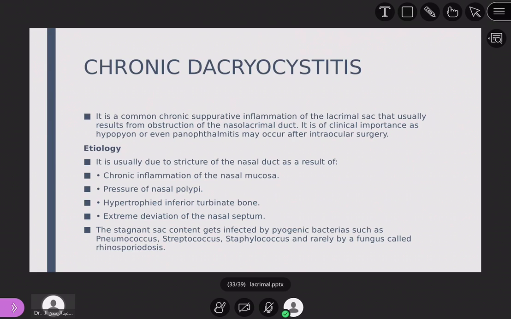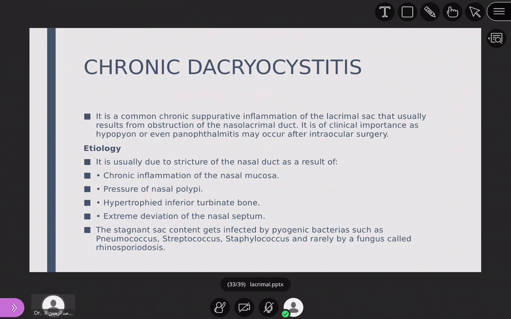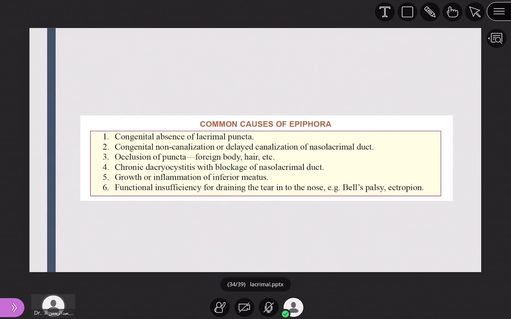of the nasal mucosa, pressure of nasal polypi, hypertrophied inferior turbinate, or extreme deviation of the nasal septum. The stagnant sac gets infected by pyogenic bacteria such as pneumococcus, streptococcus, or by a fungus called rhinosporidium.